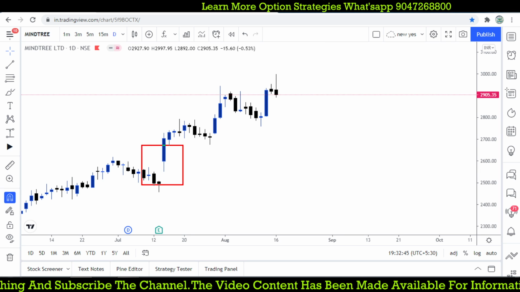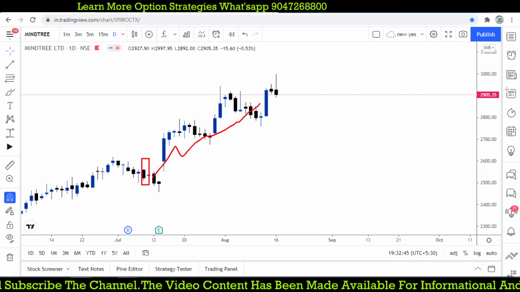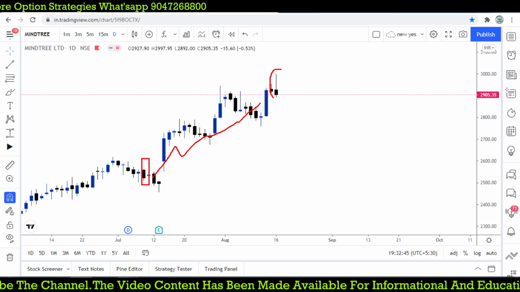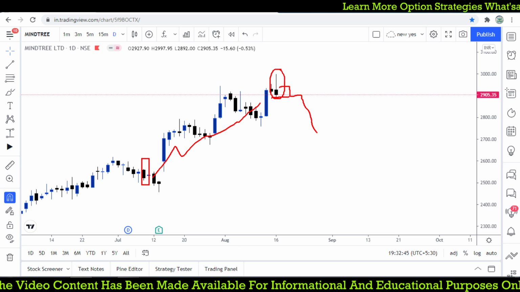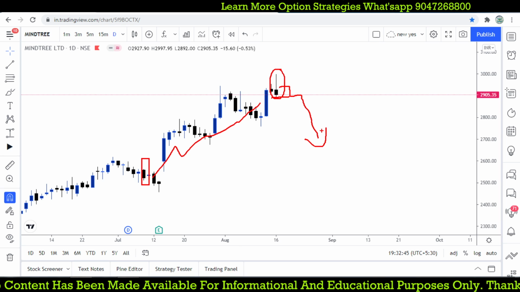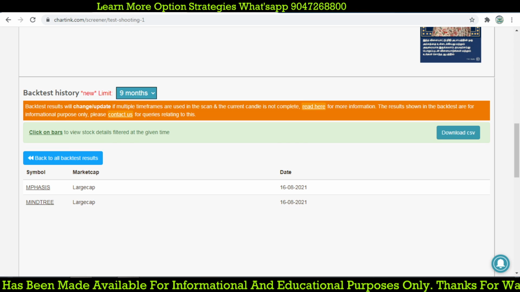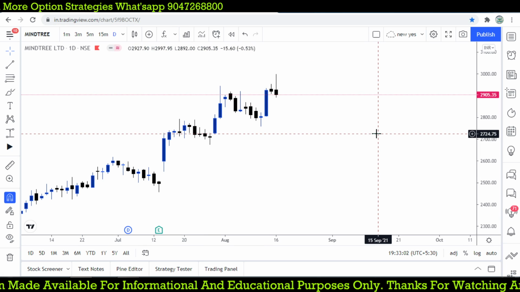So the trend is clearly going up, and there is a candlestick that forms at the day high or a monthly high. So if it breaks below, we can expect a downside. Those are the stocks that were filtered today. And the second one is Mphasis, right?